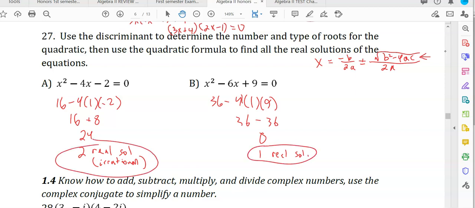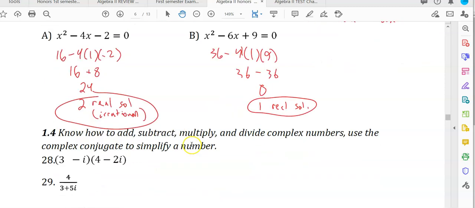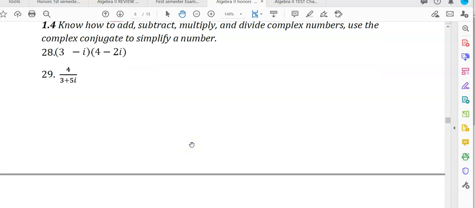There are 2 real solutions. If this was negative, the discriminant is negative, there would be no real solutions. There would only be imaginary solutions.